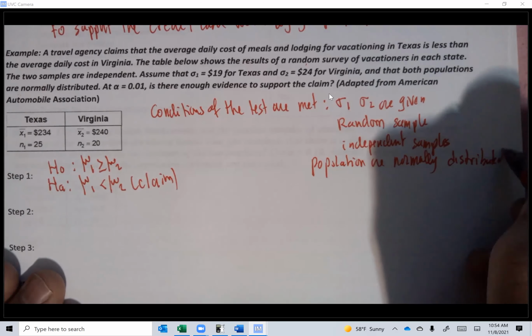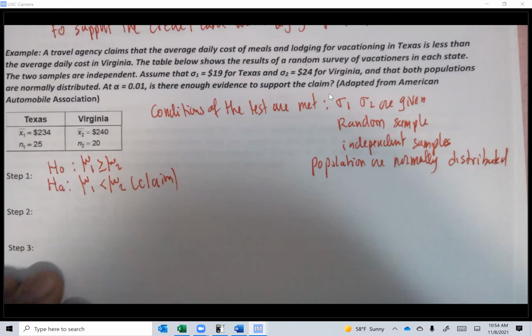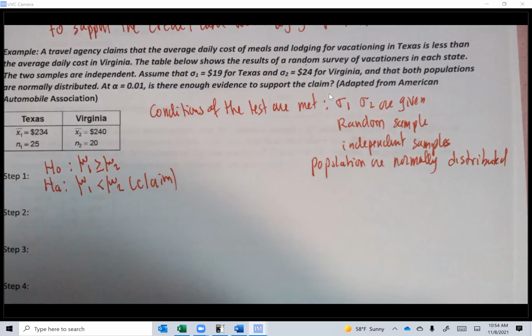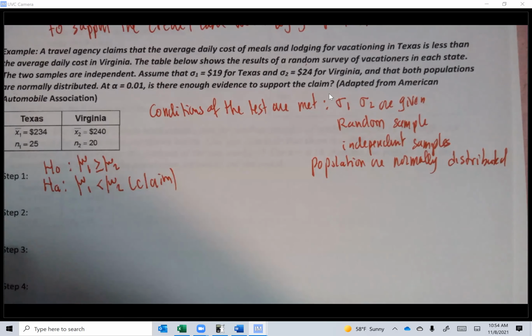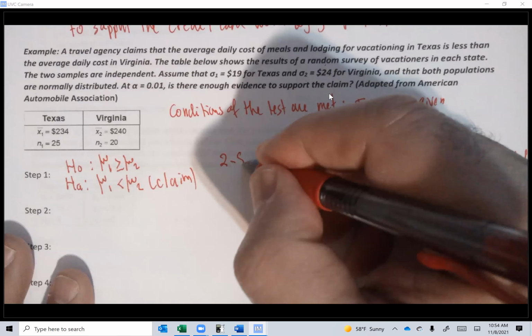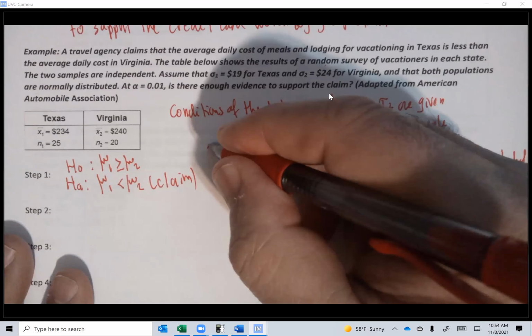If the population are not normally distributed, guys, then the sample size must be more than 30. But here I don't care because the population are normally distributed, so we're good here. All right, it's a 2-sample z-test. Let's do it.